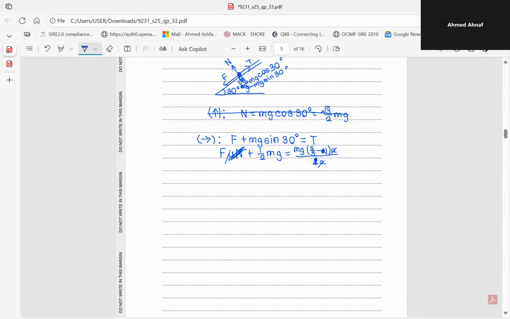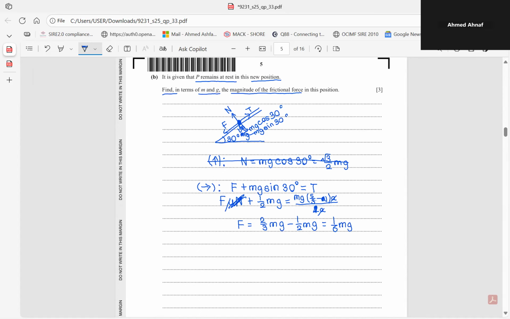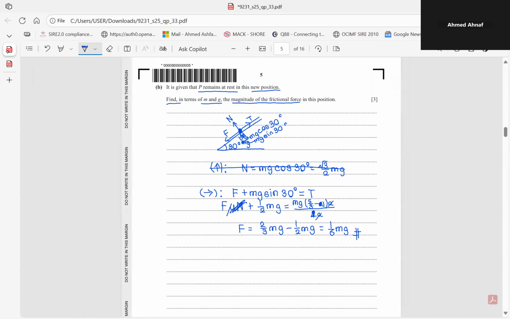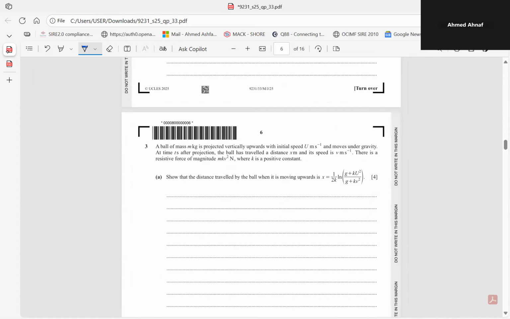All right. So F equals 5 minus 1, that is 2 over 3 mg minus half mg. And I'm sure I'm gonna get a negative answer. Well, never mind. So I got 1 over 6 mg. So this means our direction that we initially assumed is correct. Okay, so this is our final answer for this second part, as well as the entire question. Let's head on to the next question.